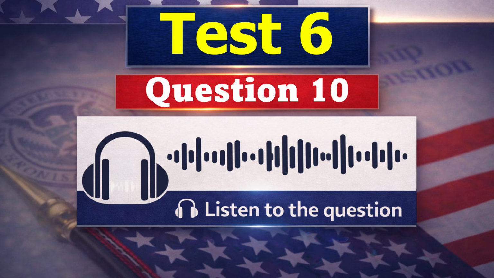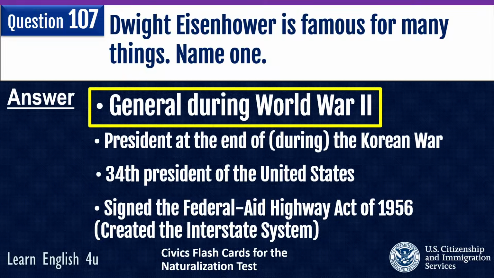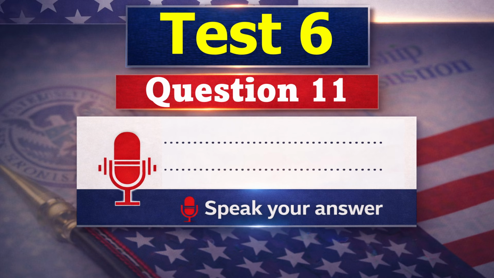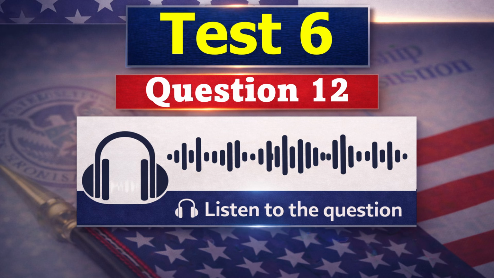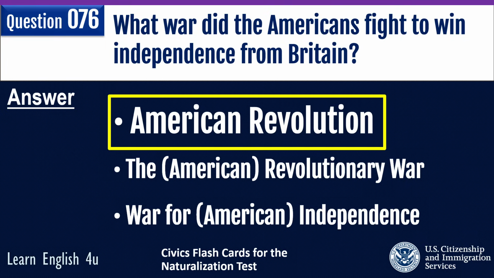Dwight Eisenhower is famous for many things. Name one. General during World War II. What is the form of government of the United States? Republic. What war did the Americans fight to win independence from Britain? American Revolution.